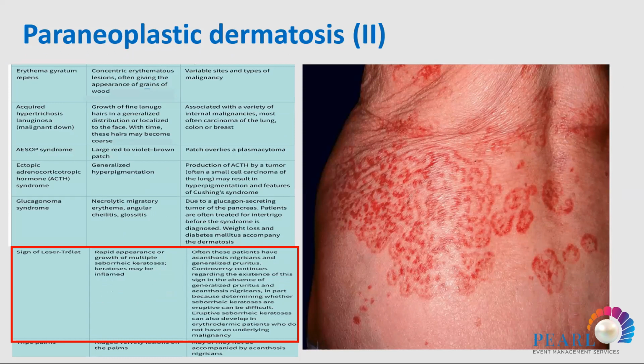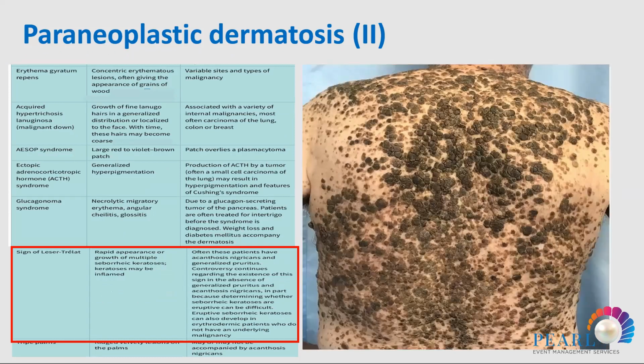Another thing that we need to talk about is the sign of Leser-Trélat. Us as dermatologists, we see many cases of seborrheic keratosis. However, usually patients do not have much complaint about it. If patients present with lesions that have a rapid occurrence and they're complaining of weight loss, and sometimes if it's associated with itchiness and even acanthosis nigricans, yes, think about malignancy, especially GI malignancy.